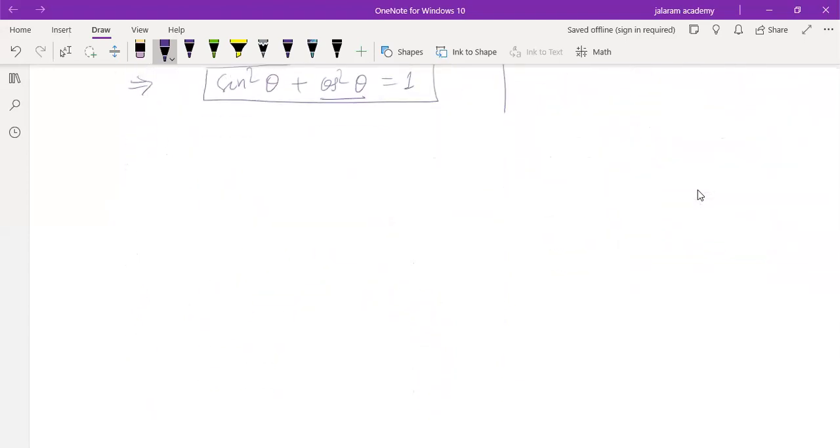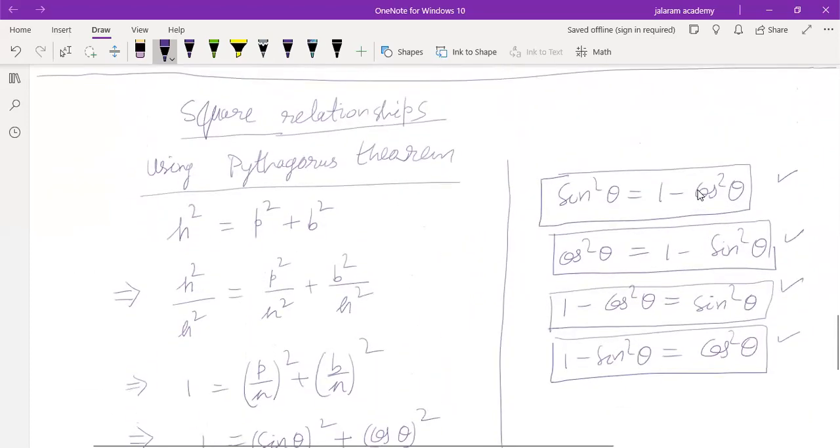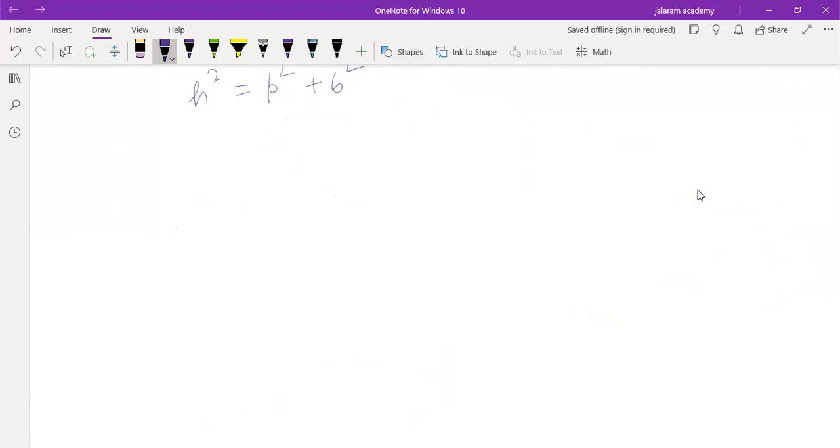Now the next is obtained again using the Pythagoras theorem. Hypotenuse square equals perpendicular square plus base square. In the previous discussion, we divided by h square. Now it's the turn to divide by b square. We can divide by any one of them, either p square or b square. So we start dividing by b square. H square upon b square equals p square upon b square plus b square upon b square. Now h by b, hypotenuse upon base, is sec theta and its square is sec square theta.